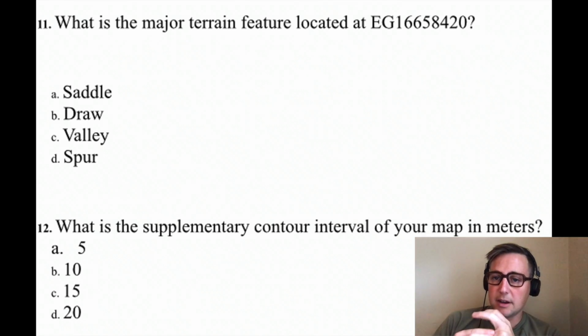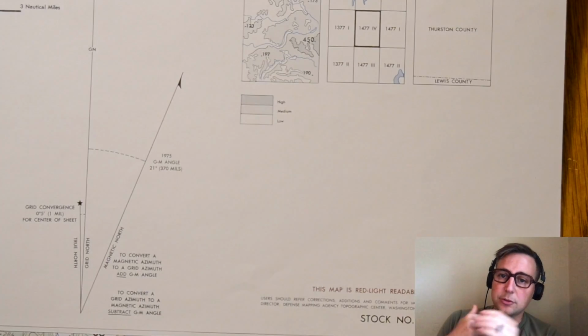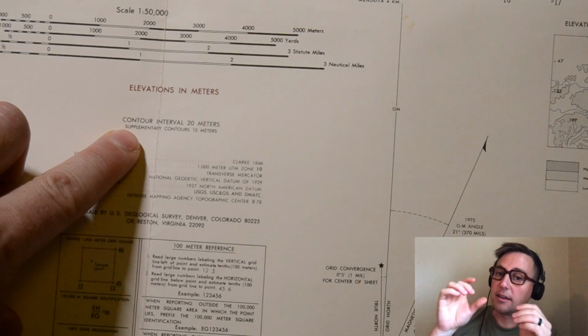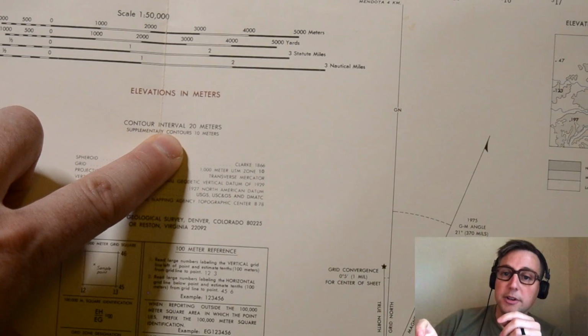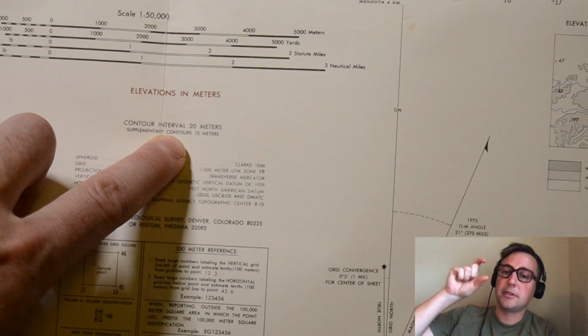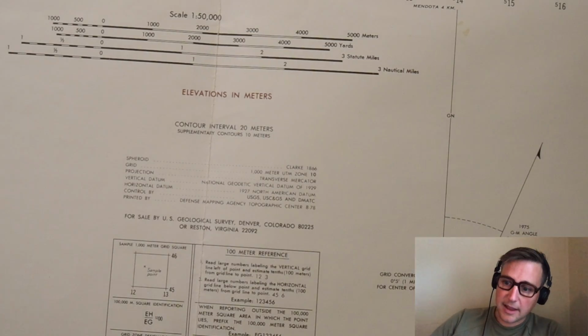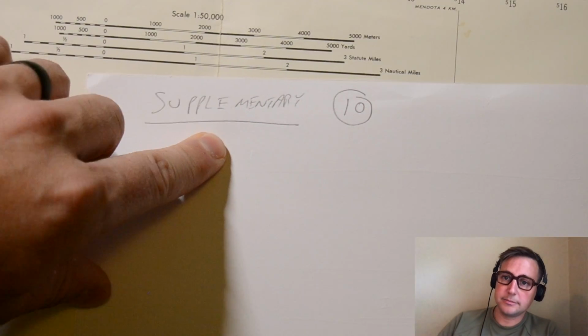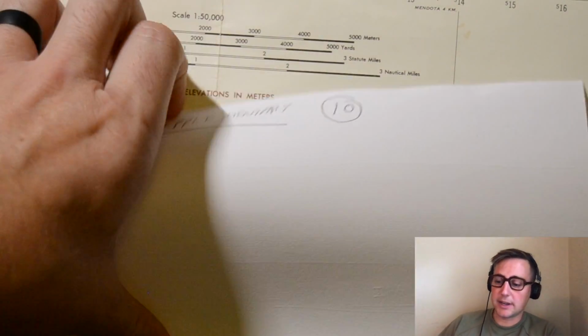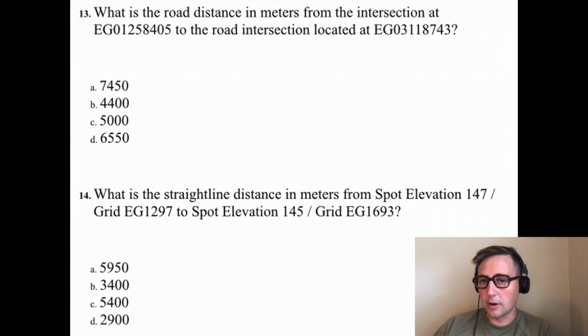All right, supplementary contour interval. Key words here: you have to read the question in its entirety. Not contour interval, which is 20 meters, but supplementary contour interval in meters, which is 10. All right, supplementary. You've got to read to get the right answer. That'll trip you up.